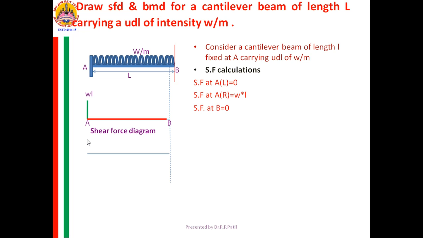SF at B, these 2 points are to be joined. These are to be joined as the load is constant. Here I need to join it by means of a straight line. You need not write there as it is a straight line. It is understood.